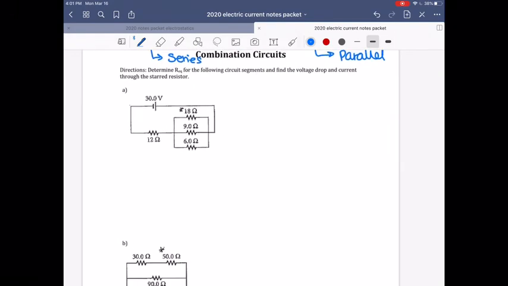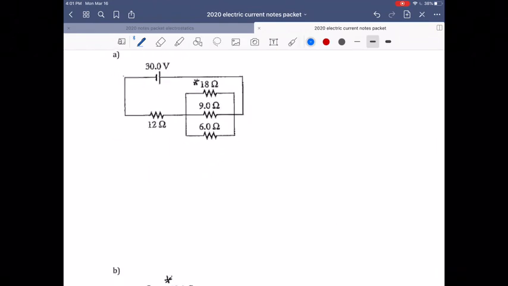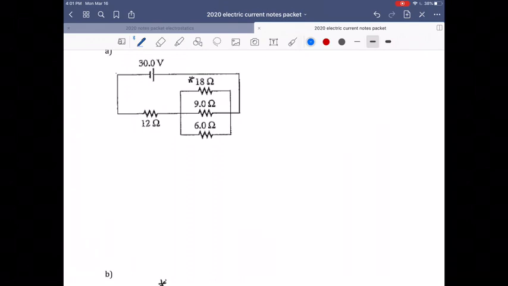All right. And anytime you're dealing with a combination circuit, I say start with the most complex part of the circuit and try to simplify it and work your way out. So if I'm looking at this circuit, this part to me is the most complex part of the circuit. Everything else is just a regular series circuit.